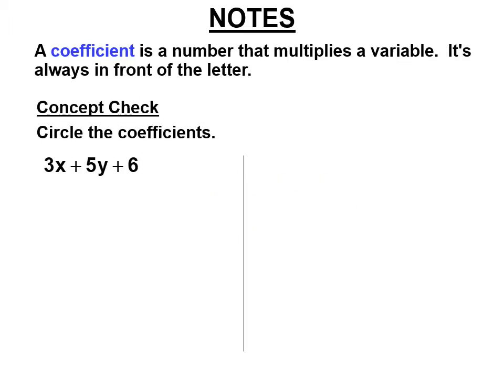All right, so we're going to learn some more vocabulary. The number in front of the variable, in front of the letter, is called a coefficient. So I want you to circle the coefficient in this expression. There are 2 of them, not 3, not 1. There are 2 coefficients. 3 is a coefficient, 5 is a coefficient. Those are called coefficients. What are the letters called? They're called variables. Coefficient is always in front of the variable. 6 is not a coefficient because it's not multiplying a variable.